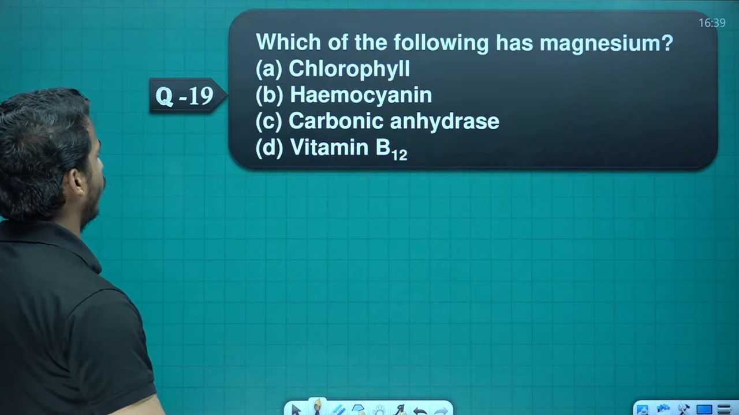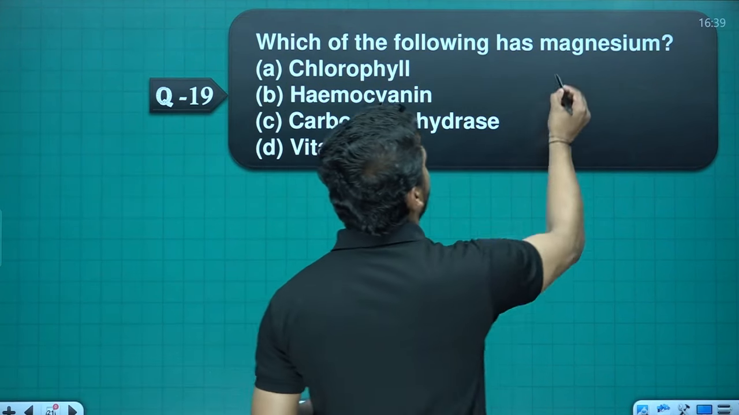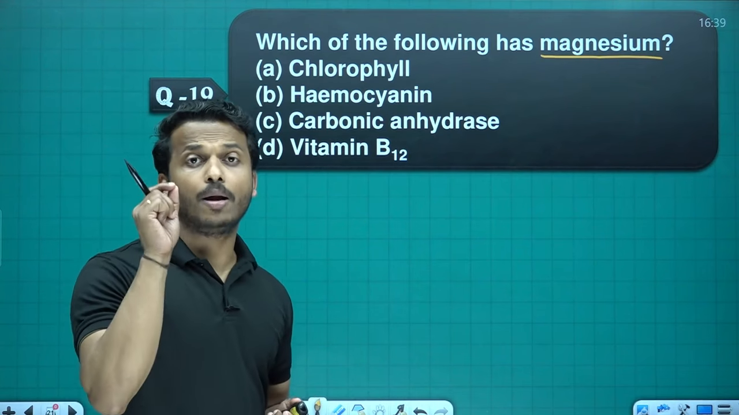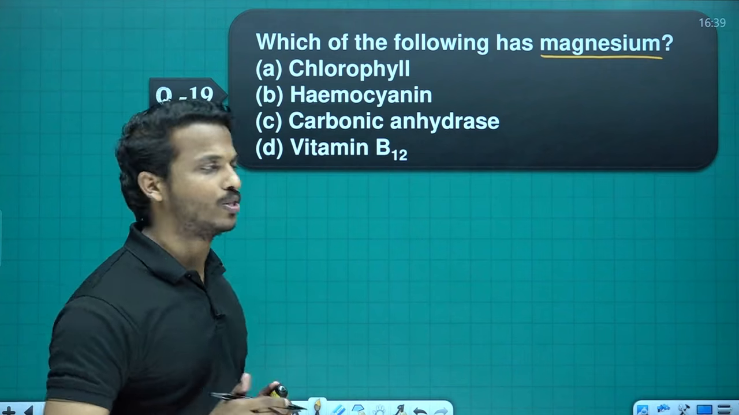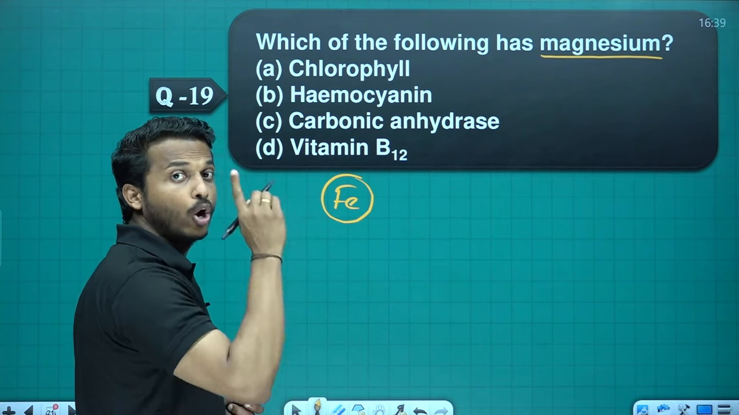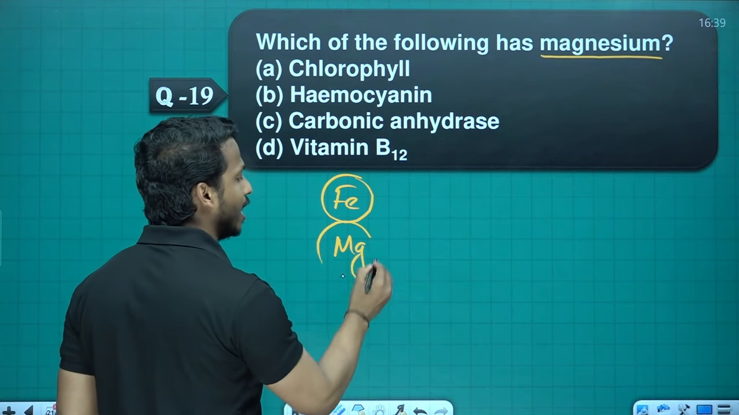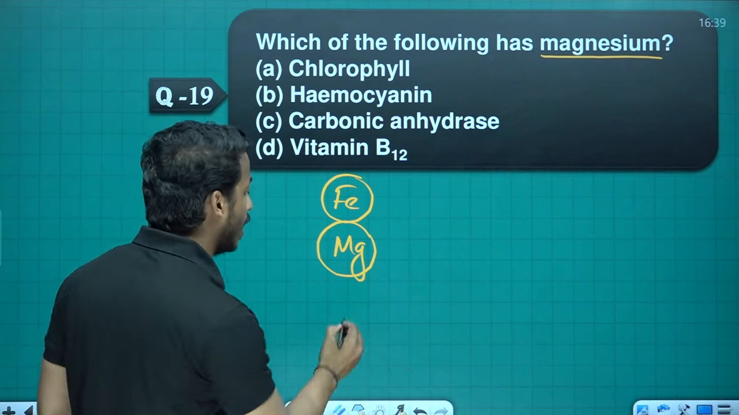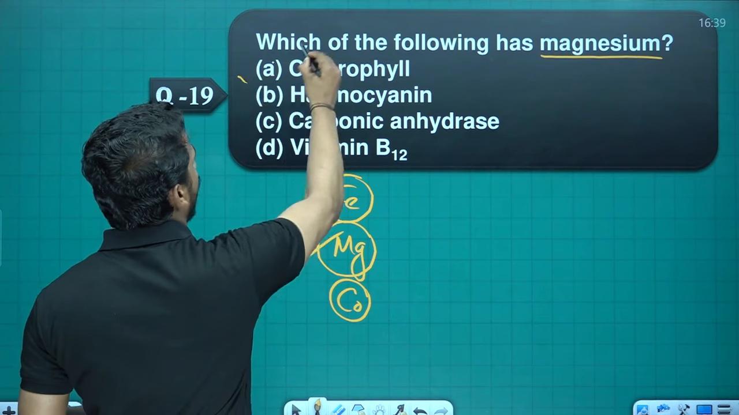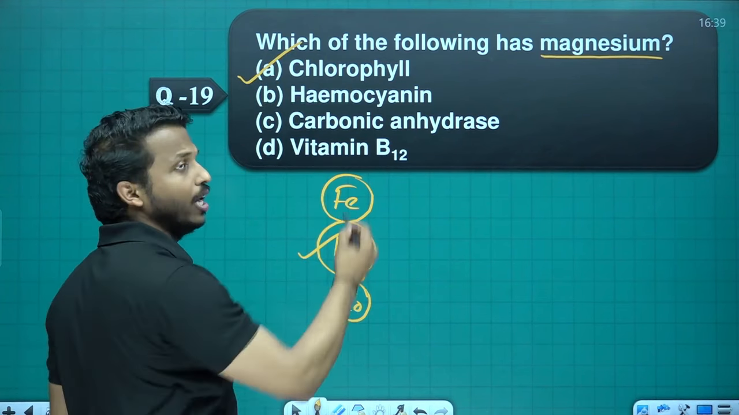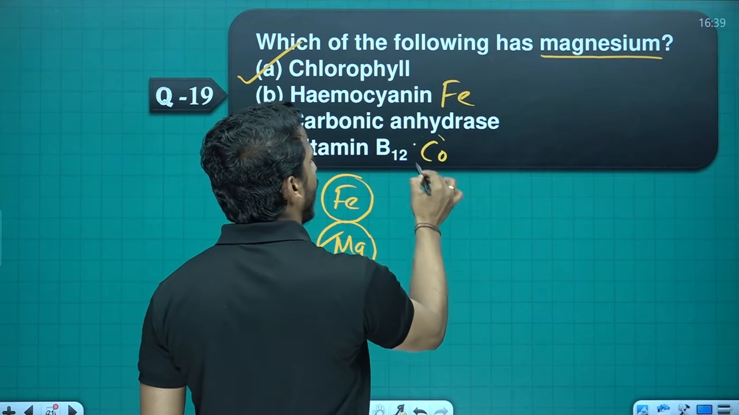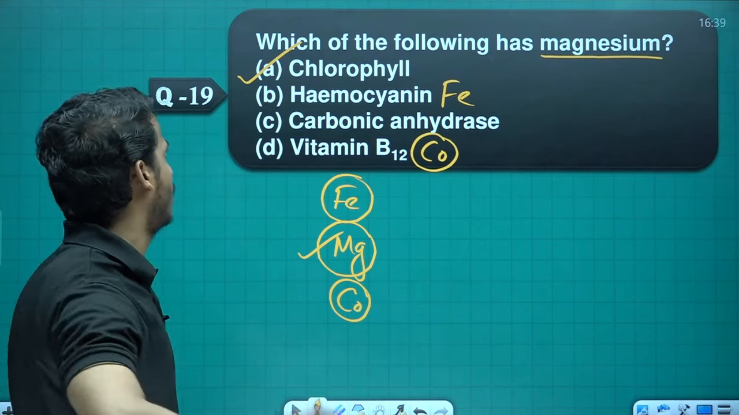Be careful. Which of the following has magnesium? We studied in our application part that in biological systems, coordination compounds are present. For example, hemoglobin, iron is the central metal atom. Chlorophyll pigment, magnesium is the central metal atom. Vitamin B12, cobalt is the metal atom. So where is magnesium present? That is in chlorophyll, my dear. Hemoglobin, what is the central atom? Iron. And vitamin B12, cobalt.